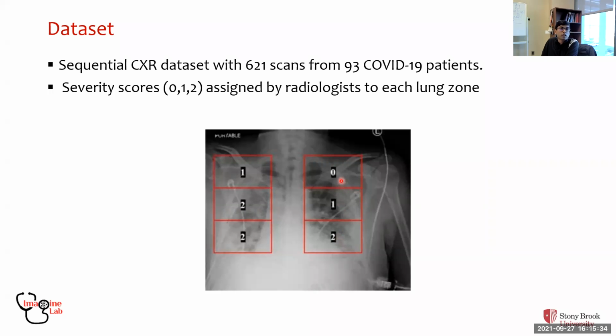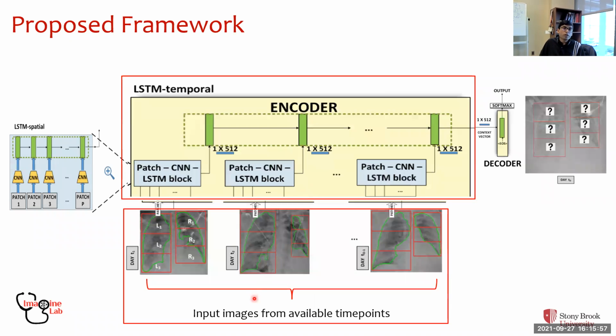So 0 means that there were no infiltrates at all, 1 means medium level of infiltrates, and 2 means heavy infiltrates. For all these 600 odd scans, 3 radiologists provided the scores in a consensus fashion. And then we obtained all the severity scores for all these different chest X-ray scans. So the goal here was to model the evolution pattern of the disease over the first, let's say, n days, and predict what will happen on day, let's say, n+5 or n+10.